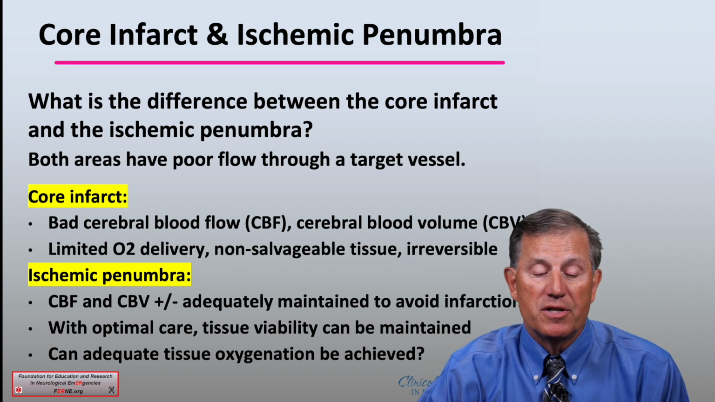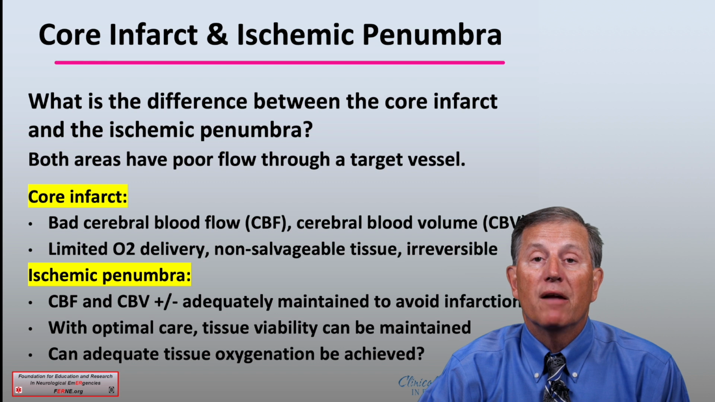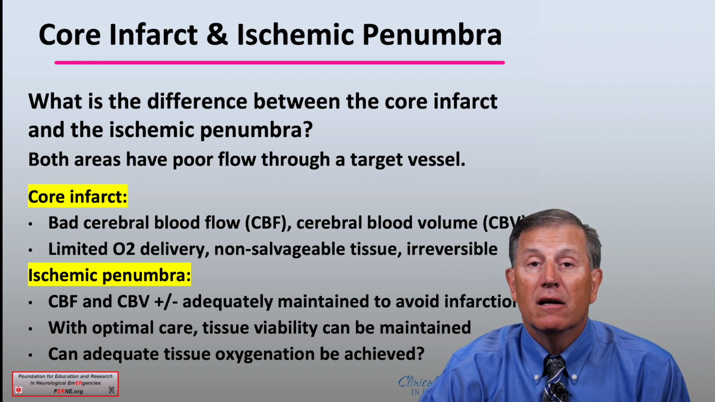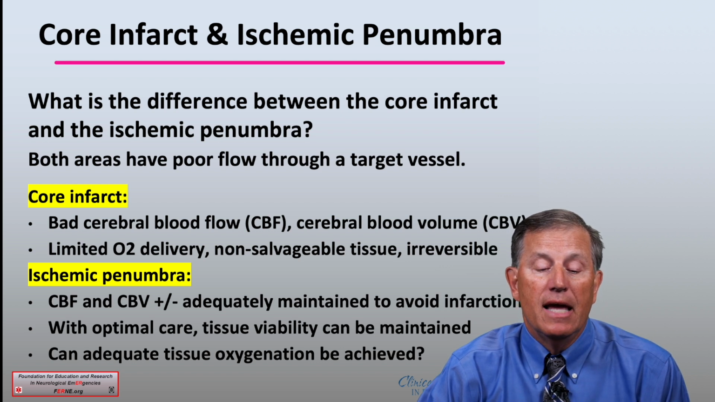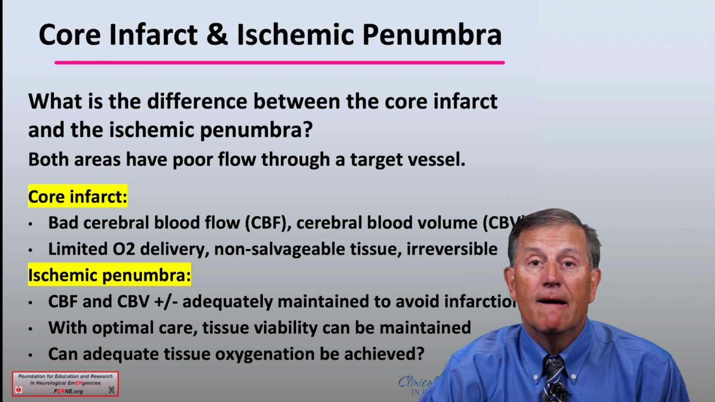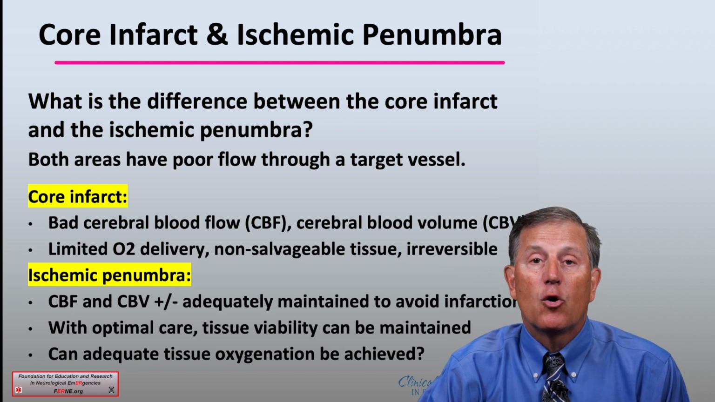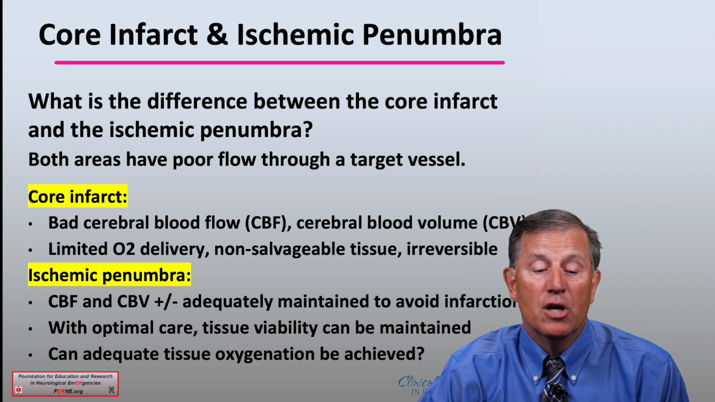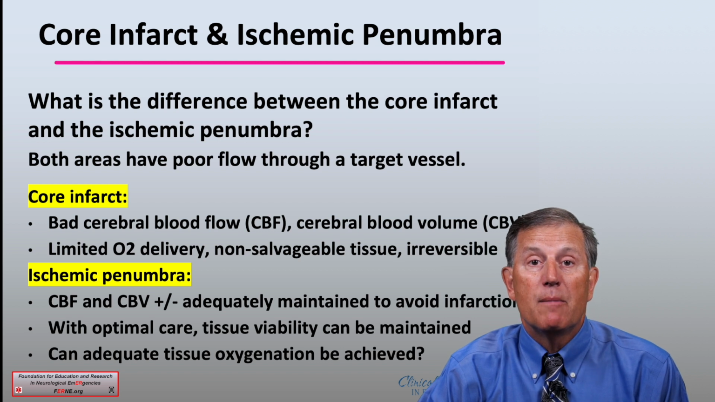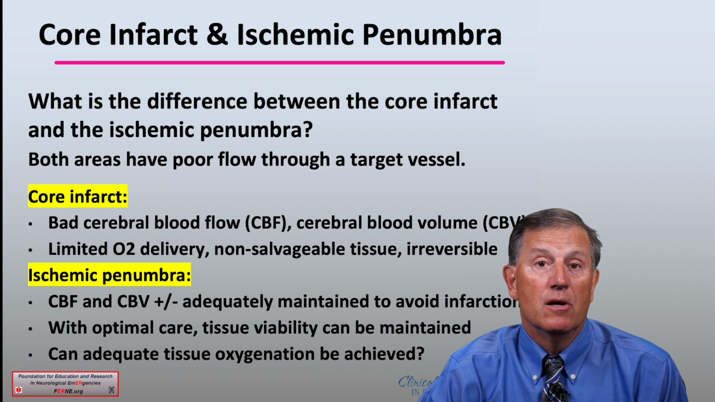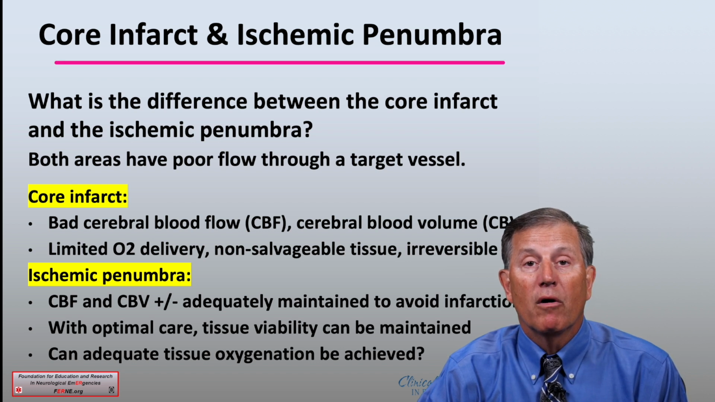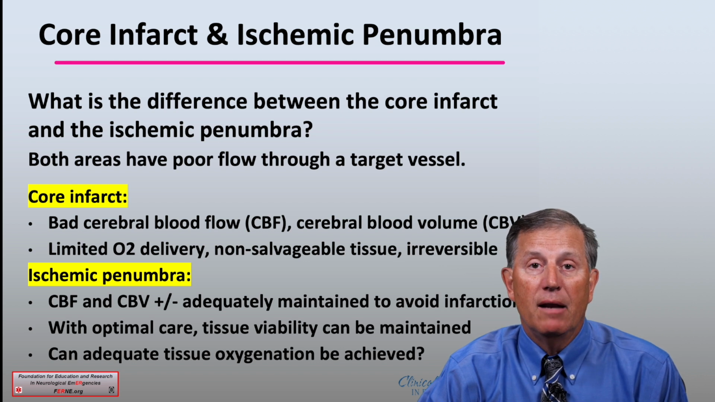The ischemic penumbra, which is different, has cerebral blood flow and cerebral blood volume which is almost adequate for maintaining tissue integrity and avoiding infarction. In fact, there's just enough cerebral blood flow and cerebral blood volume that with optimal care, early restoration of blood flow through the target lesion, tissue viability can be maintained and the ischemic penumbra will not then become dead core infarct. And so the main question is, how is it that we can restore tissue oxygenation to this ischemic penumbra so that with good care, the ischemic penumbra becomes viable again and long-term effects are minimized, versus a situation where we are unable to restore adequate blood flow and this ischemic penumbra becomes more infarct tissue, which will impact both morbidity and mortality long-term.